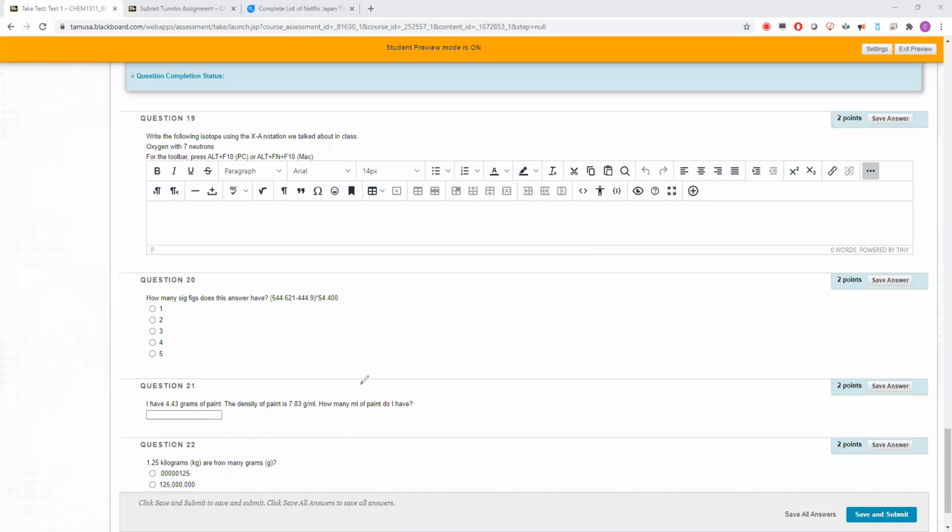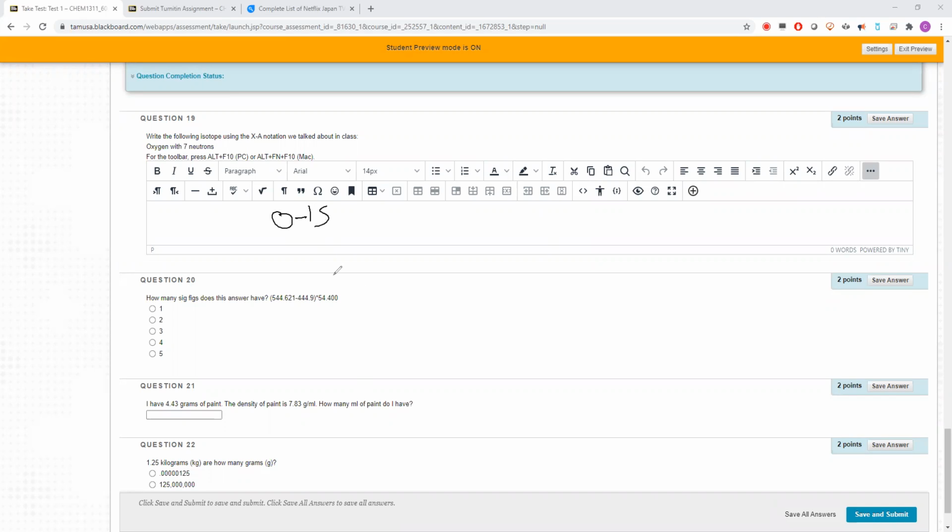19. Write the following using the isotope notation XA. We talked about in class if you have oxygen with 7 neutrons. So the XA notation is you write the element dash molecular weight. Oxygen has 8 protons. 8 plus 7 neutrons is O-15.